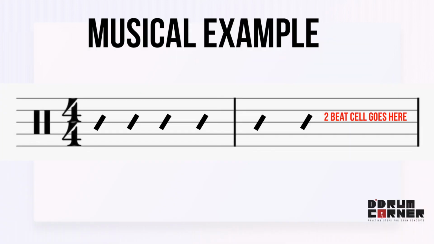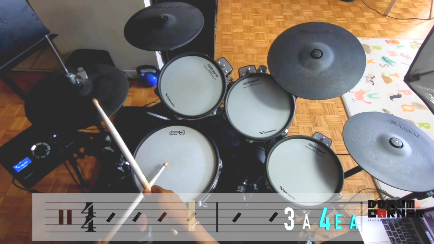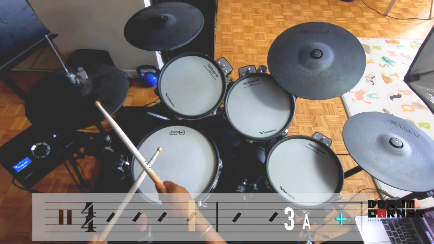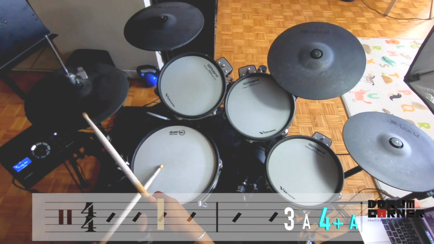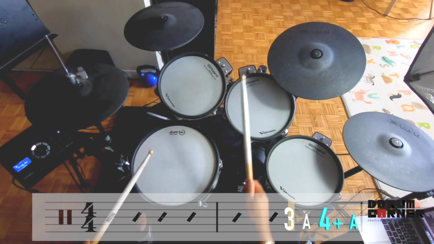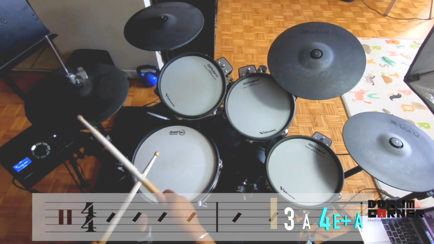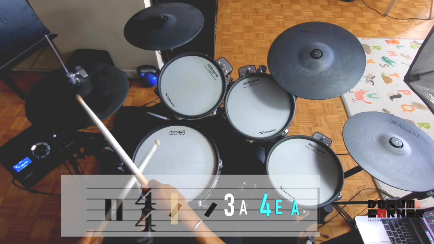One bar of a groove and then use 2-beat cells as a fill on beats 3 and 4 of the second bar. Level this up by incorporating the fill within the same bar. Play 2 beats of the groove, then follow with a 2-beat fill using a 2-beat cell.